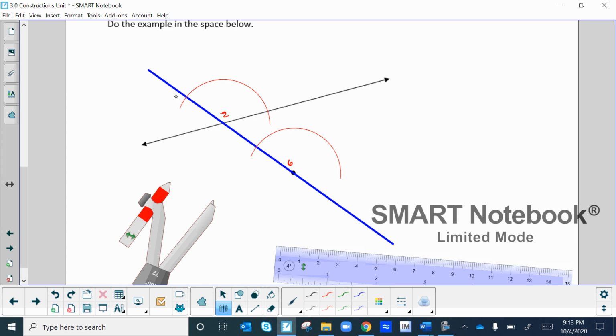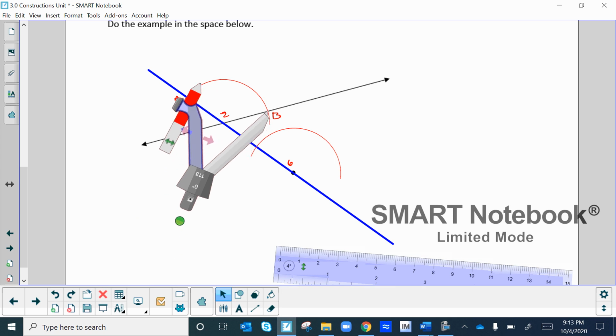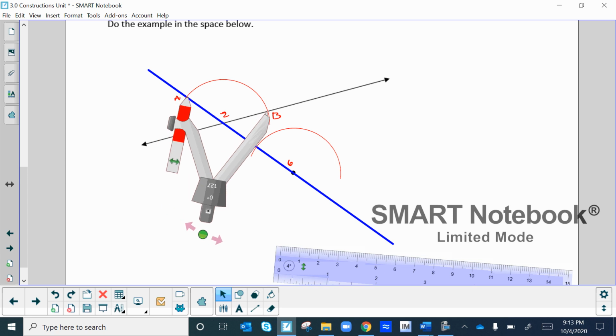Okay, so I'm going to label this point A and point B because those are real important points, because now I'm going to go measure how big from A to B is. Okay, so go get the width from A to B.